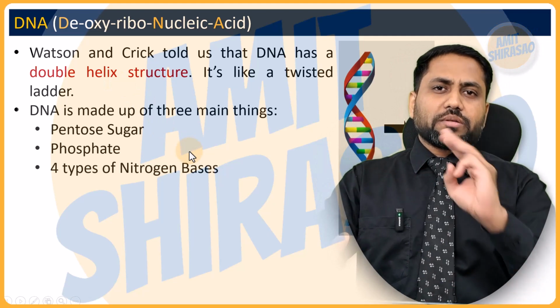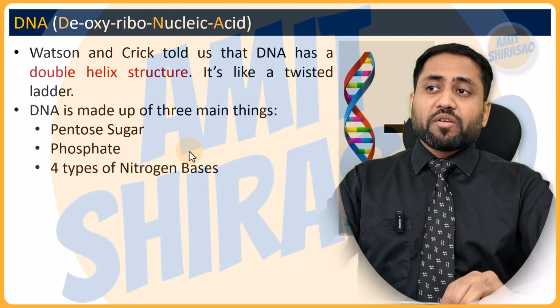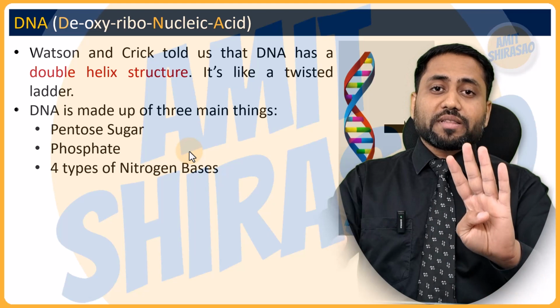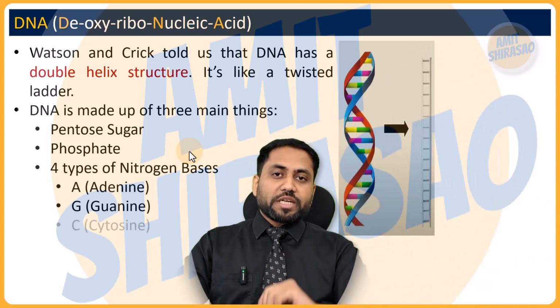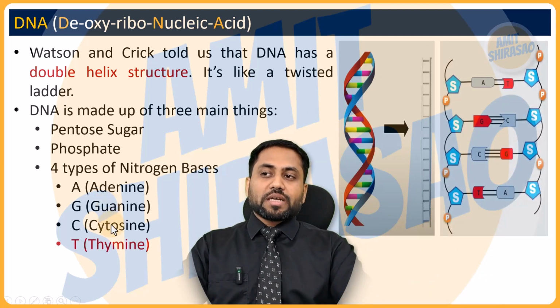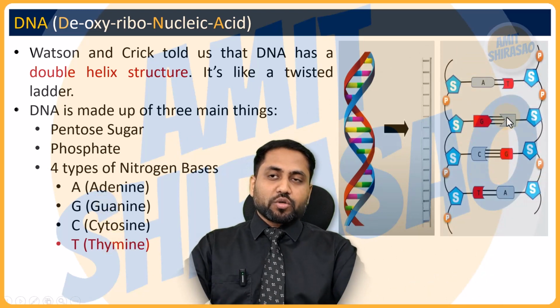DNA is made up of three main things: pentose sugar, phosphate, and 4 nitrogen bases. So what are the 4 nitrogen bases? Adenine, guanine, cytosine, and thymine. So this is how it looks.